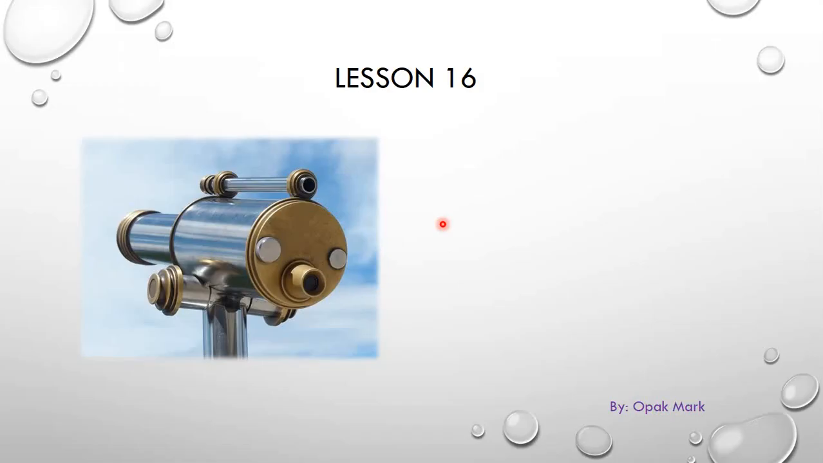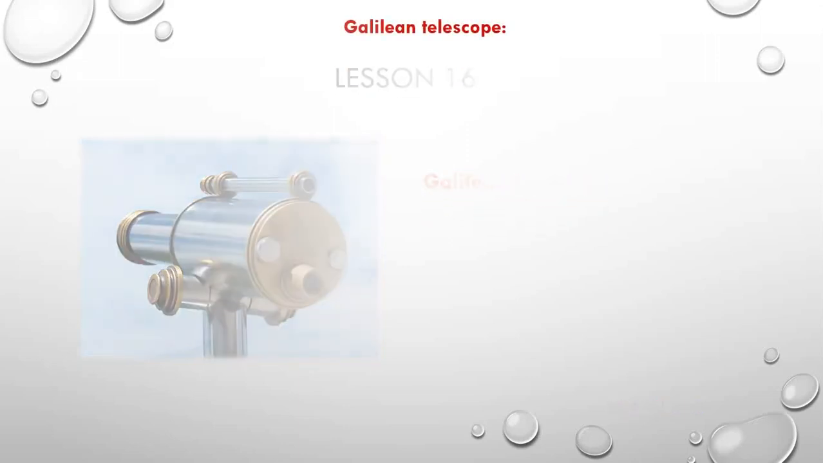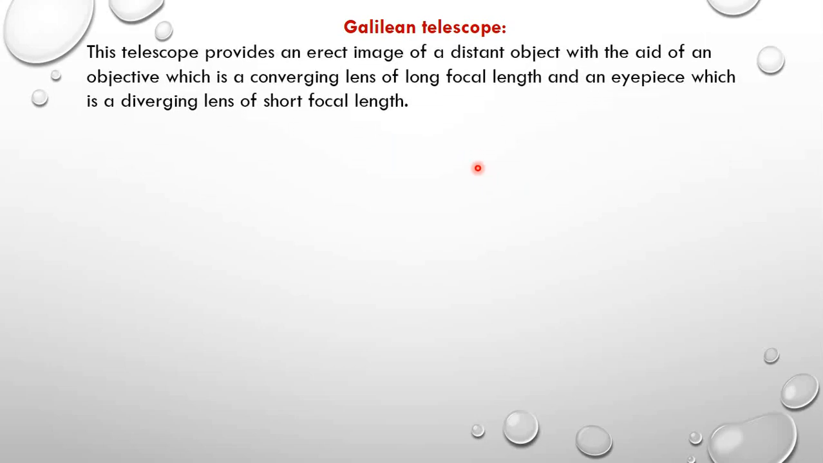In this lesson, we are going to look at the Galilean telescope. A Galilean telescope is also a refracting telescope. This telescope provides an erect image of a distant object with the aid of an objective, which is a converging lens of a long focal length, and an eyepiece, which is a diverging lens of a short focal length.